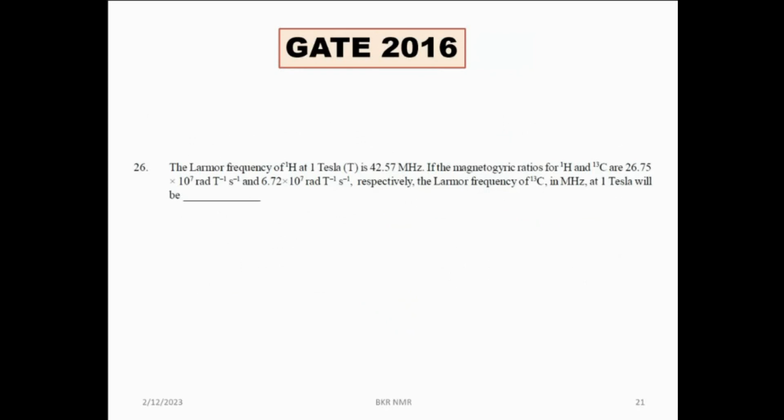Same thing. The Larmor frequency, GATE 2016 question. Larmor frequency at 1 Tesla is 42.57. If the gyromagnetic ratio is given, they ask for the Larmor frequency of carbon at 1 Tesla. What will you do?